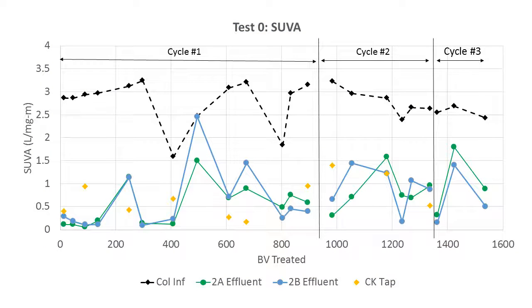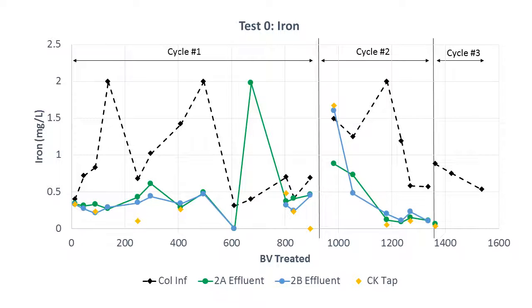SUVA, looking at the changes in the organic matter. Iron: we feel like we're getting the iron figured out now in terms of having that storage tank, but the iron is an issue. We're definitely getting some iron on the resin, so that's something we're still working on.